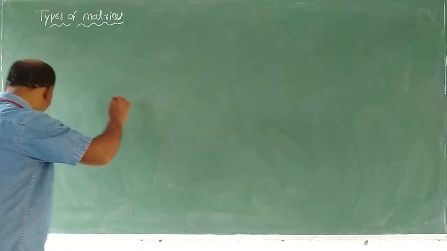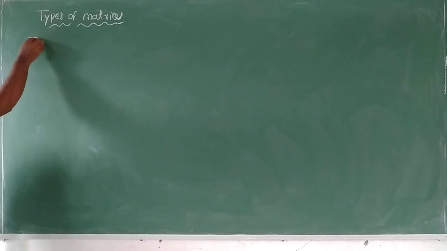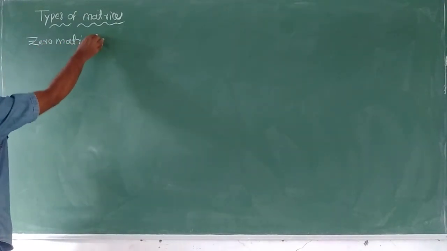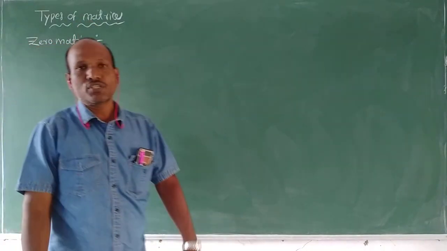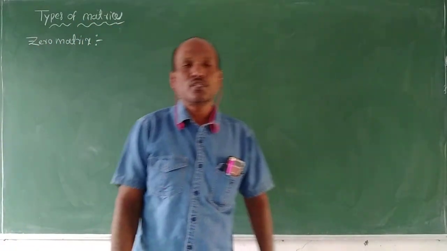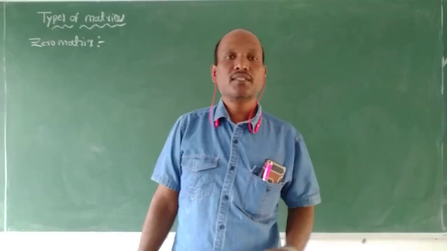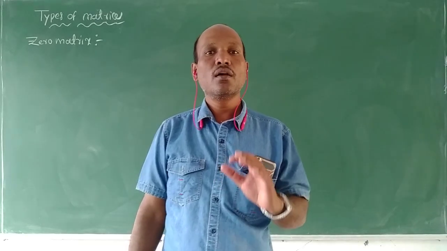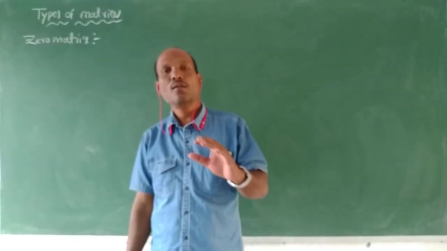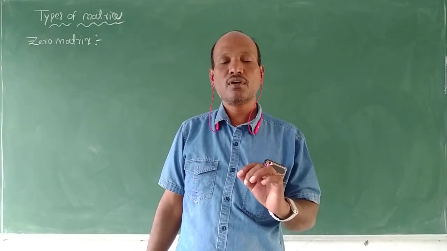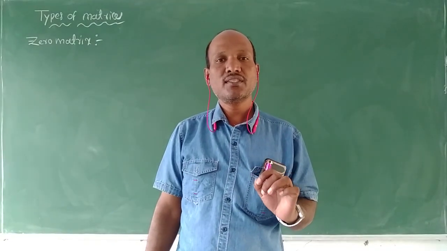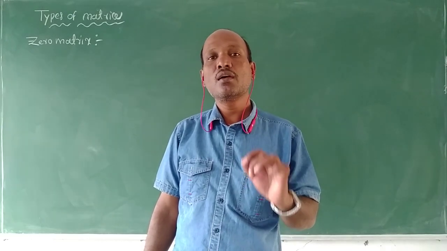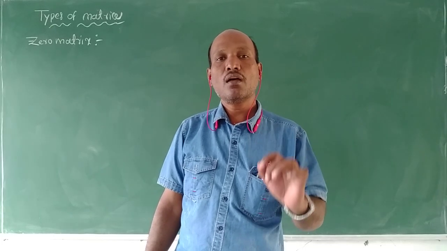First one, zero matrix. Definition of zero matrix. A matrix in which all the elements are zero is called zero matrix or null matrix. What is the definition of zero matrix? A matrix in which all elements are zeros is called zero matrix or null matrix.